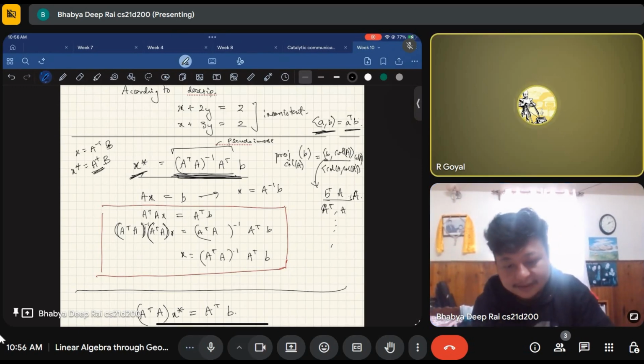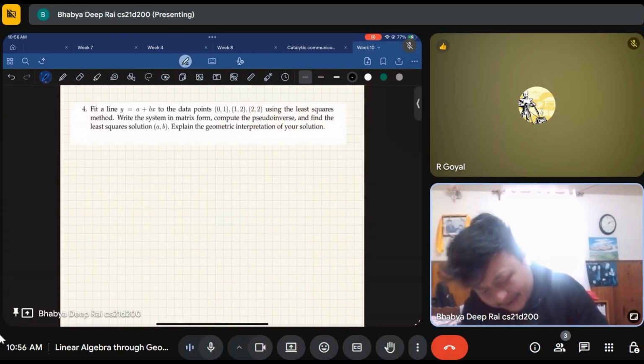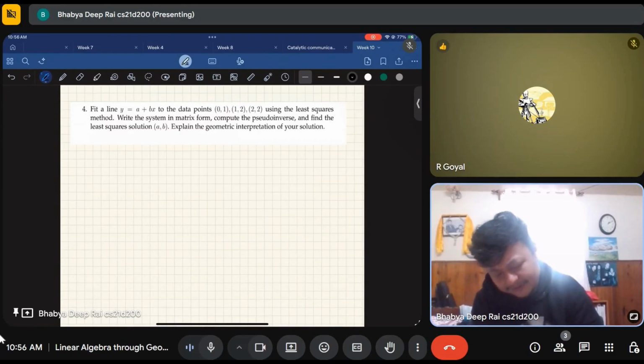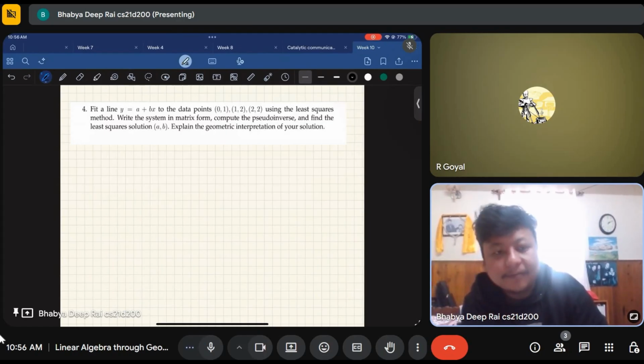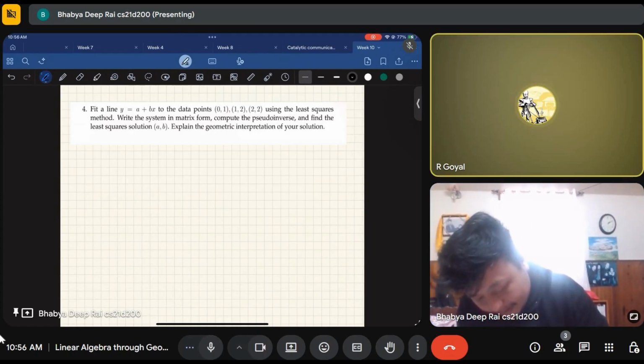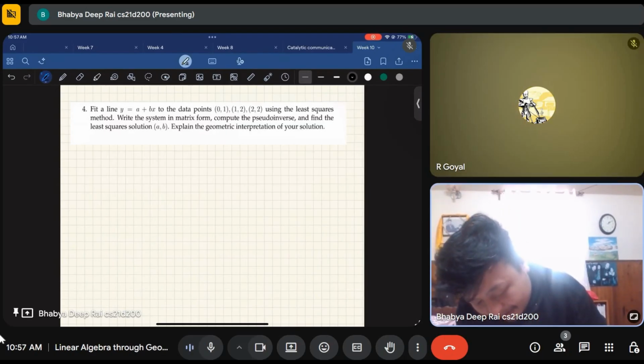Now write the system in matrix form, compute the pseudo inverse, find the least squares solutions a, b, and explain the geometric interpretation of each solution. So what would be the capital A here? Would it be that I write this equation of the line in the form of a matrix or a vector? Exactly, so what would be A and b here?